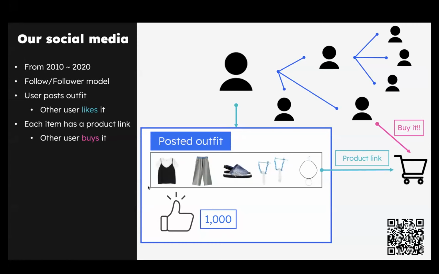So yeah, moreover, each item has a product link. If a user likes some posted outfit and wants to get an included item, they can click it and buy it. Here we can assume that if this posted outfit or set of items got a lot of likes, it would be a good outfit. In other words, we can regard the number of likes as the goodness of a set of items.